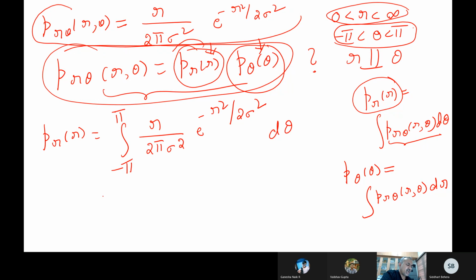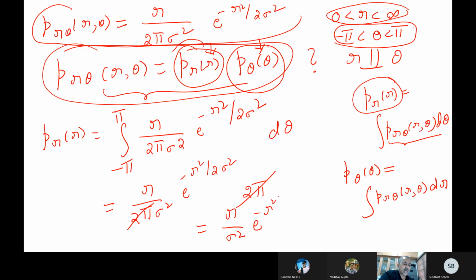Okay, so now this integral is very easy because there are no theta terms here, so this looks like a constant actually. Okay, so r by 2 pi sigma square e to the power of minus r square by 2 sigma square, pi minus minus pi will come, so that becomes 2 pi. So 2 pi gets cancelled, so this becomes r by sigma square e to the power of minus r square by 2 sigma square. So this is my probability density function for r.